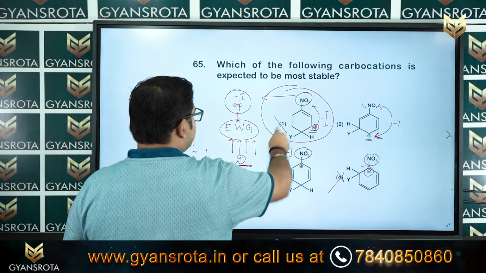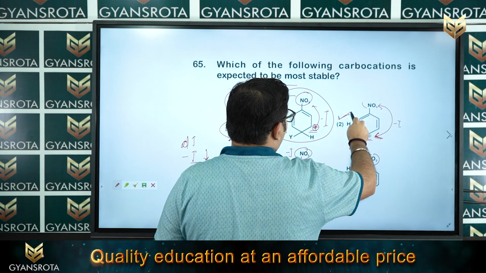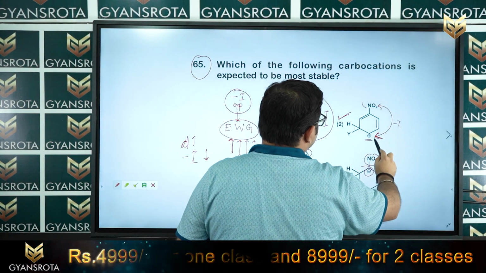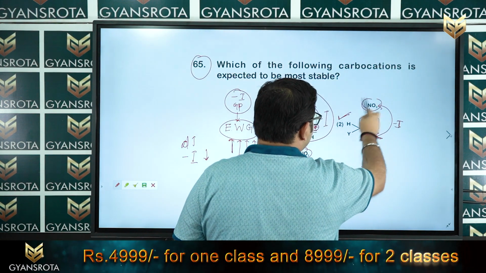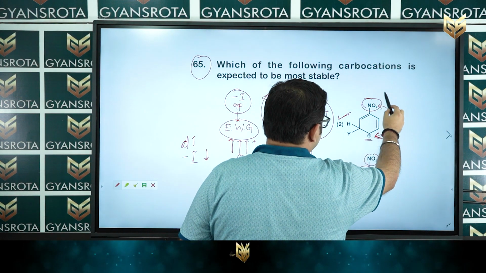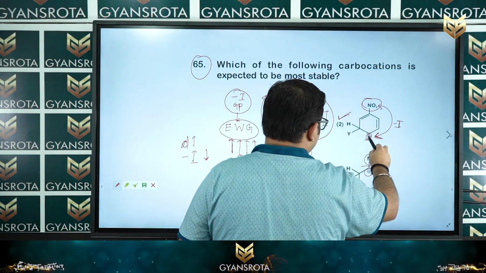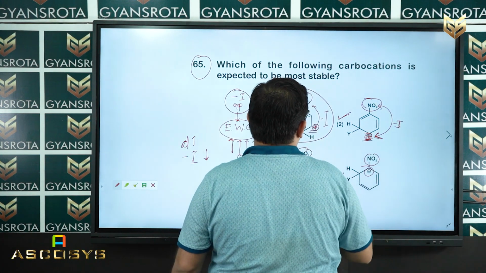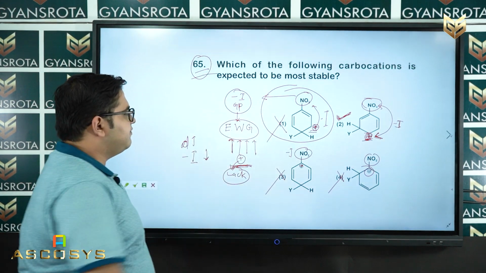So option 1 is not our answer. Option 2 is the correct answer of this question because of the distance. Here the distance is more, so the minus I effect of NO2 will be less, and if the minus I effect of the nitro group is less, the carbocation present in this compound will be more stable. So option number 2 is the correct answer of question number 65.